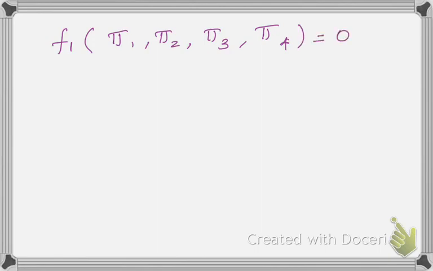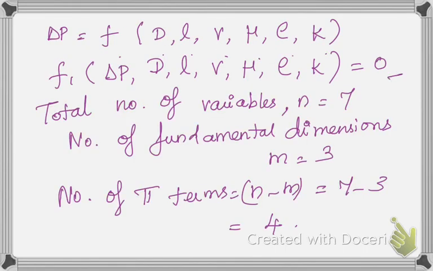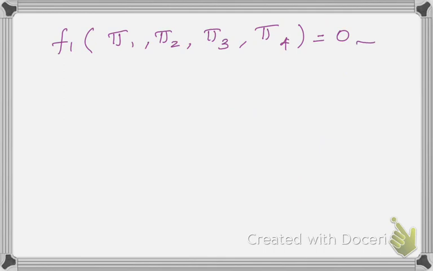Okay, so each pi term should consist of m plus 1 variables, that is 3 repeating variables as well as one other variable. So each and every pi term should consist of m plus 1 variables. Okay, now I can keep this equation as 1 and this equation as 2. Now the next step is that we have to write a dimension for each and every term.